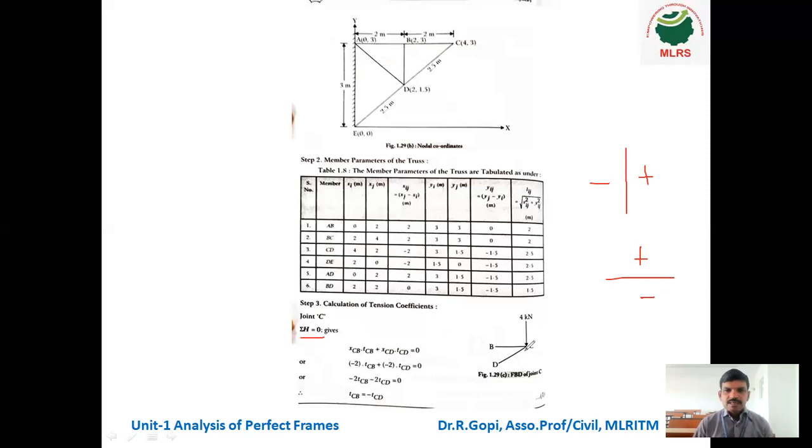Now, what is the length of the member XCB? Here you can see CB is on the left side, so for the left side we have to put minus. What is the CB length? Length of the CB member is 2, so minus 2 TCB. Next, the CD member. CD also acts on the left side. This is the positive side and this is the negative side. Left side is negative, so CD is also negative. What is the CD member length? That is also 2.